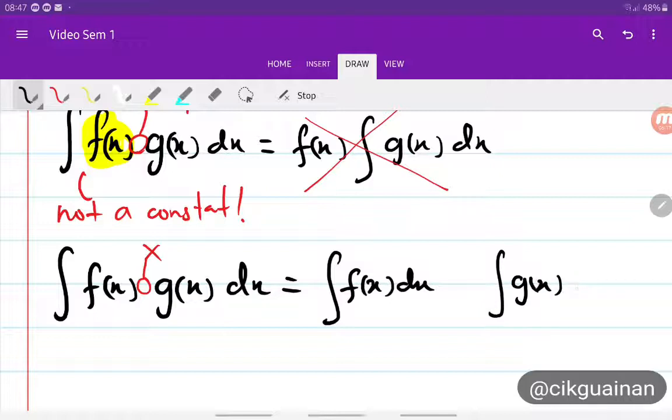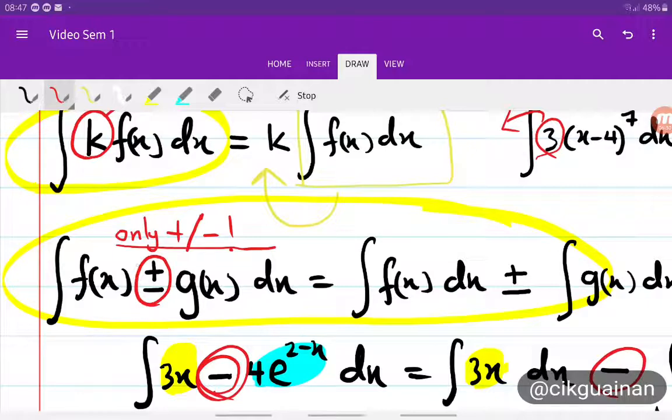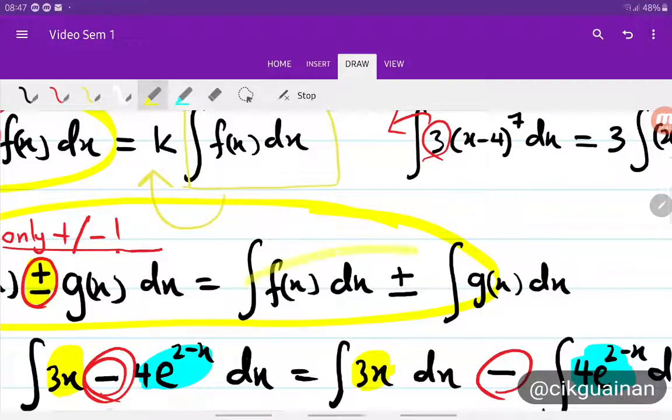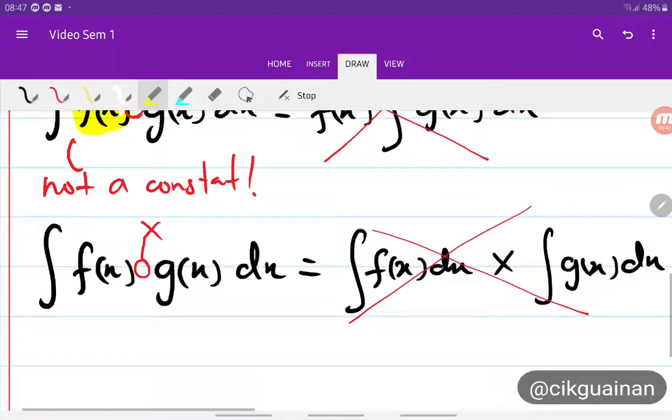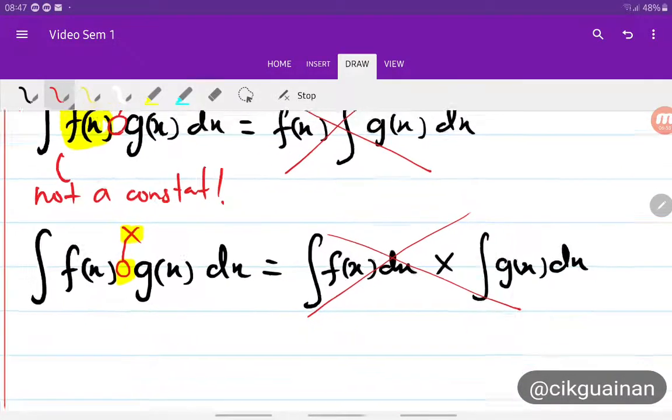You will do the same for g(x), and then you multiply them back. This is also wrong. Why? Because in order for you to apply the second one here, the operation between f(x) and g(x) must only be plus or minus. Then you can do it like this. Otherwise, you cannot. Because you see here, the operation between f(x) and g(x) is a multiplication. It is not plus or minus. So we cannot separate them like this.